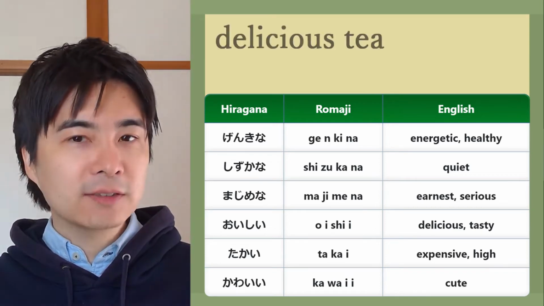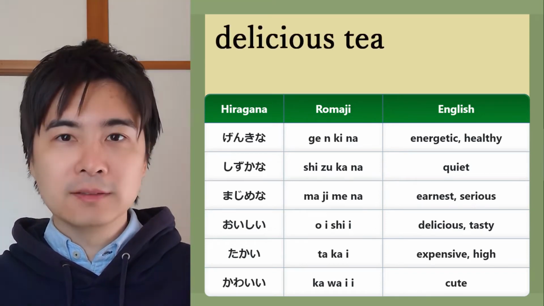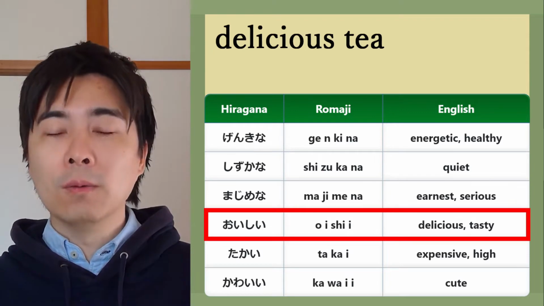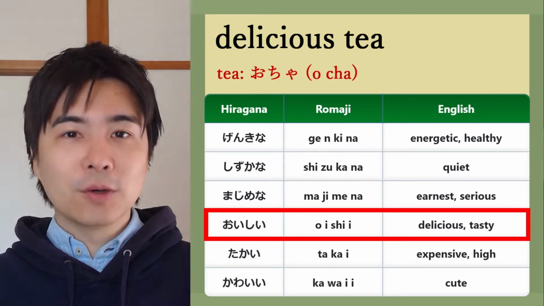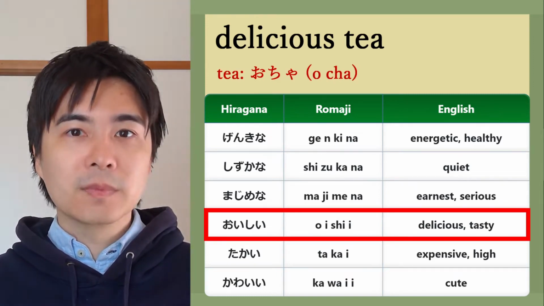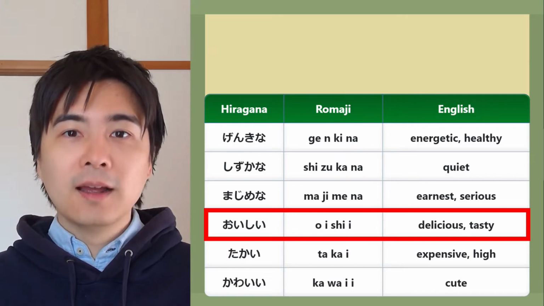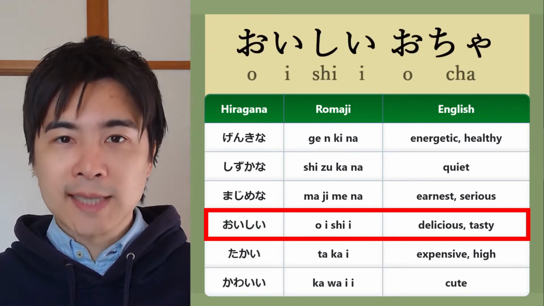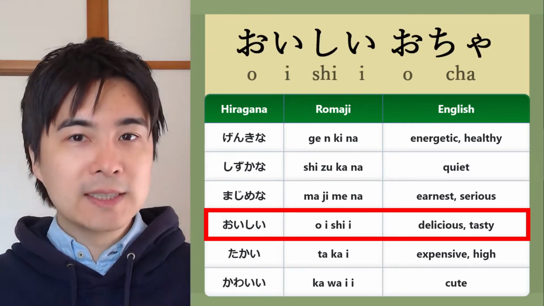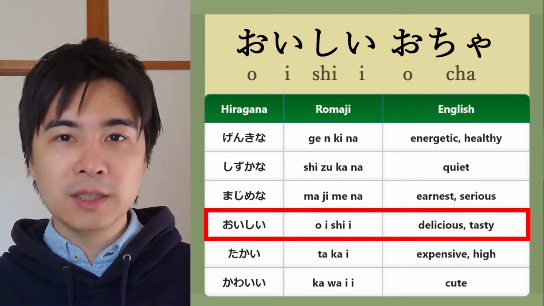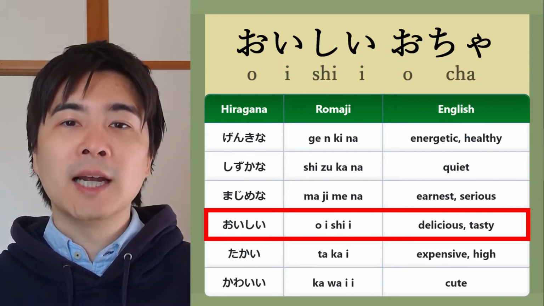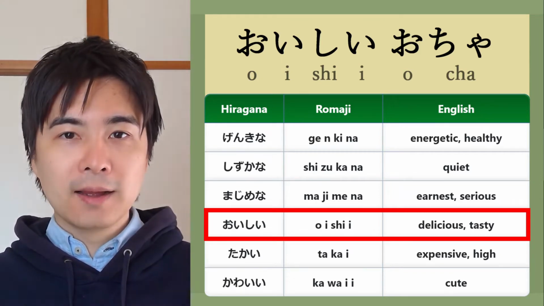Let me ask another question. How do you say delicious tea? To give you hints, delicious is おいしい and tea is お茶。So how do you say delicious tea? The answer is おいしいお茶。Just like the previous question, we just need to put the I-adjective おいしい right before the noun お茶。Was it too easy for you? So let me ask more questions.